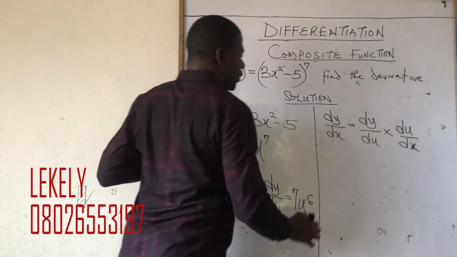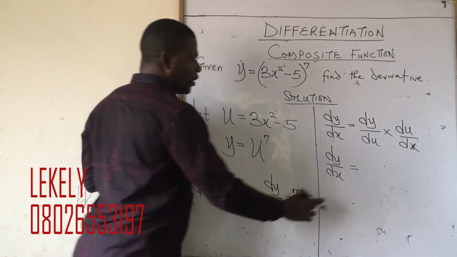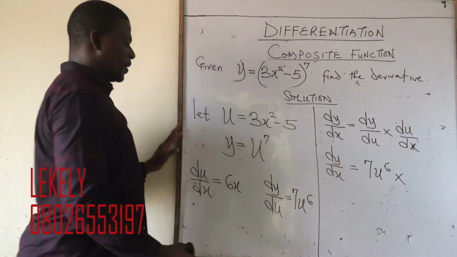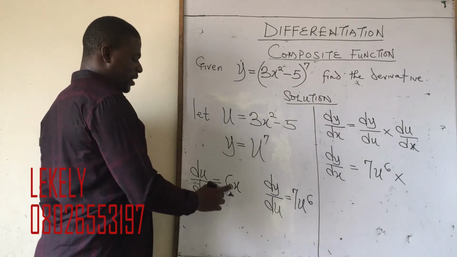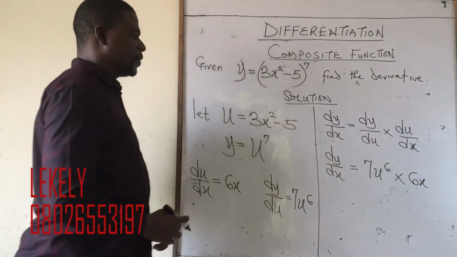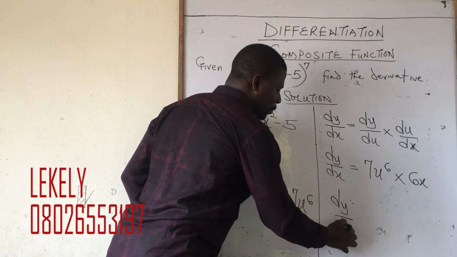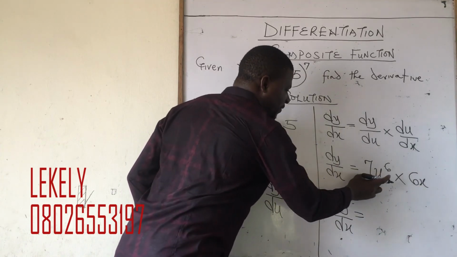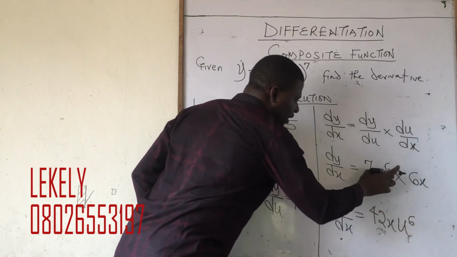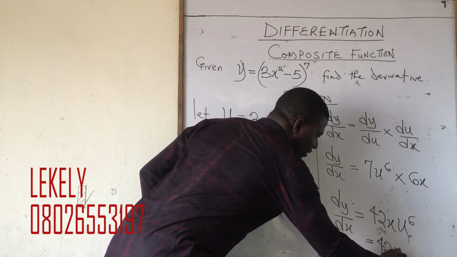So here now, my dy dx is now equal to, what's my dy du? My dy du is 7u raised to power 6 times du dx. What's du dx? 6x. You see that? So my dy dx will now be equal to 6x times 7. That's 42x. Then u raised to power 6. This u raised to power 6, you still put it there. So my final answer will be 42x.